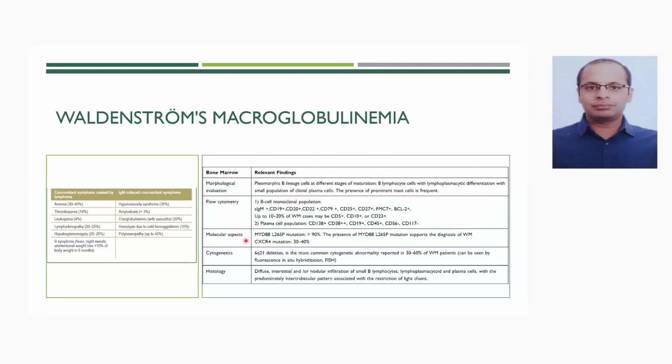In the current era, the diagnosis usually requires the presence of the MYD88 L265P mutation, which is present in 90% of the cases. Or if it is absent, you go for a CXCR4 mutation. There are other mutations like ARID1A or P53, which can also be seen in high-risk patients. These tumor cells are arranged in an intertrabecular pattern in the marrow.